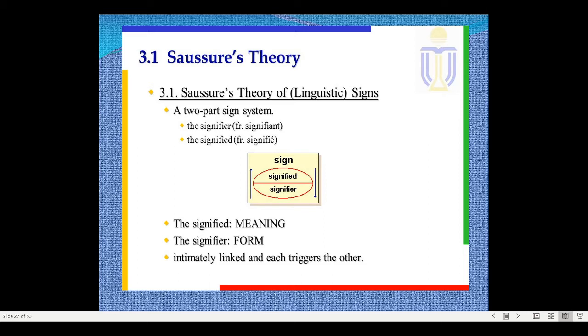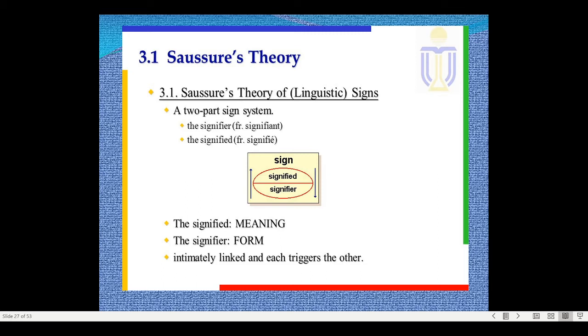These two are intimately linked, and each triggers the other. So, it is important to know that Saussure perceived a linguistic unit as a dual or double entity. According to him, the linguistic unit is a combination of a sound image and a concept or meaning. The sound image is the form, and that is the signifier. The concept or meaning, which is being implied or conveyed, is the signified. From Saussure's point of view, signifier and signified are not two different entities. They are two different ways to look at and describe language. Signifier and signified are inseparably one; each triggers the other.